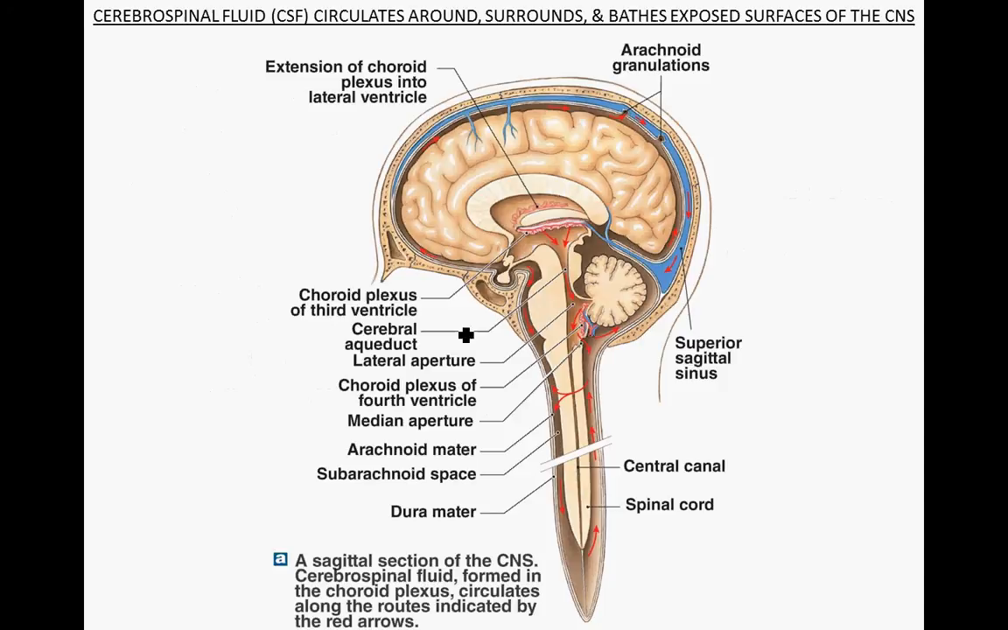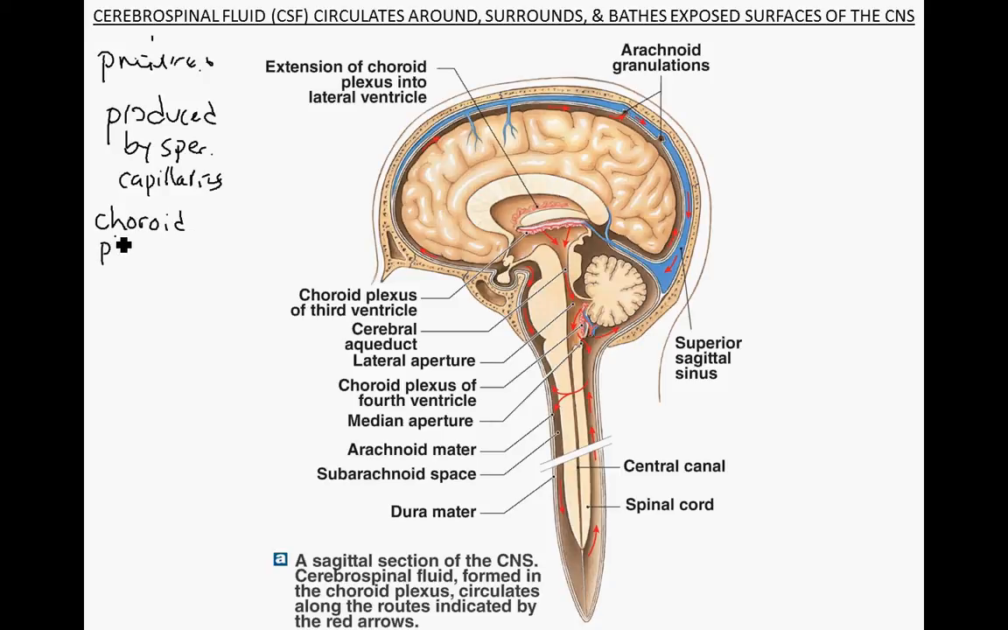If we look at what's in these ventricles, what's in them is a fluid called cerebrospinal fluid that is constantly circulating, surrounding, and bathing the exposed surfaces of the central nervous system. The cerebrospinal fluid is produced by specialized knots of capillaries that are called choroid plexuses.